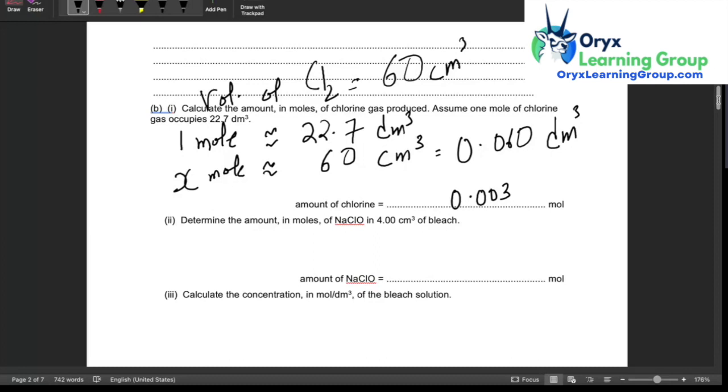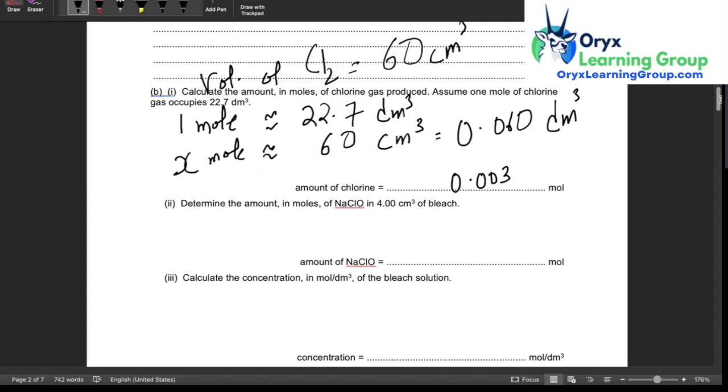What is the amount in moles of NaClO in 4 cm cube of bleach? Please try it out. There is a very, very simple way of doing this. Abdullah, do you know the simple way? What is your answer? The mole ratio is 1 and 1, so it's just 0.003. Correct. Very good.